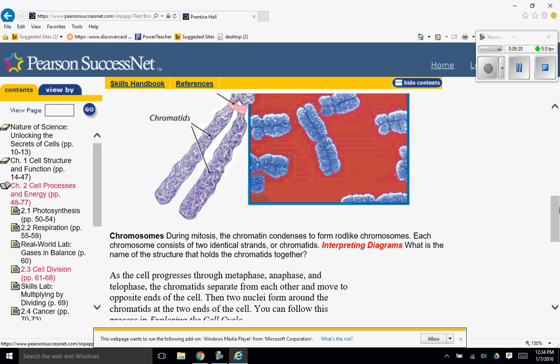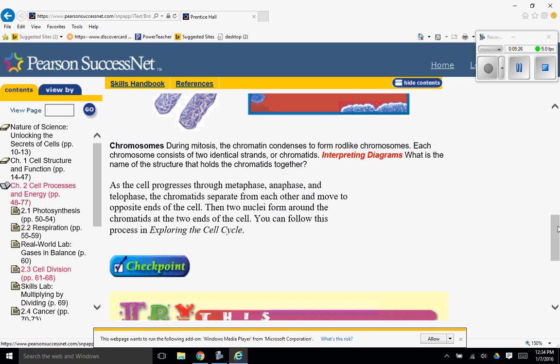Interpreting diagrams. What is the name of the structure that holds the chromatids together? Of course, that's a centromere. As the cell progresses through metaphase, anaphase, and telophase, the chromatids separate from each other and move to opposite ends of the cell. Then 2 nuclei form around the chromatids at the 2 ends of the cell. You can follow this process in exploring the cell cycle. In other words, look at your diagram.